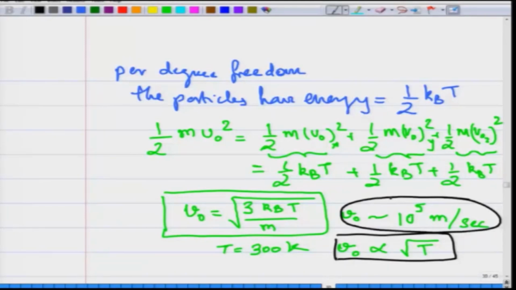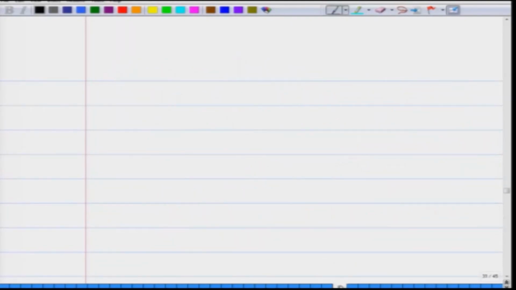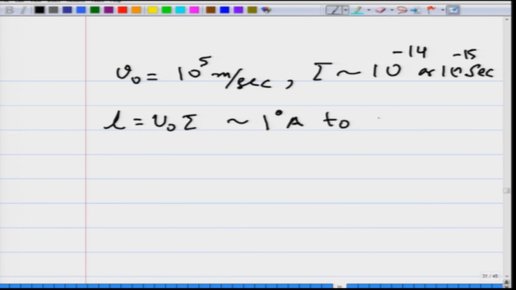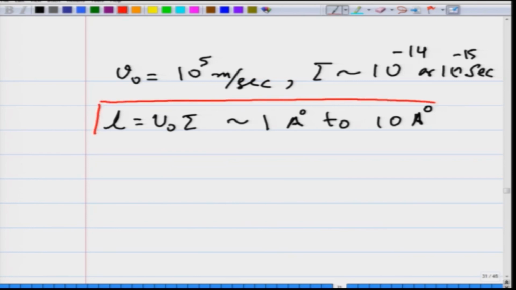We will come back to that in a few minutes, but now let us recall the value of the velocity, which is 10 raised to 5 meters per second, and tau is like 10 raised to minus 14 or 10 raised to minus 15 seconds. Using this, the mean free path, which is V naught into tau, if you just multiply the two, you will get in the range of 1 angstrom to 10 angstroms. The mean free path of the electron inside the solid, which works out from Drude's model, is in the range of 1 angstrom to 10 angstroms.